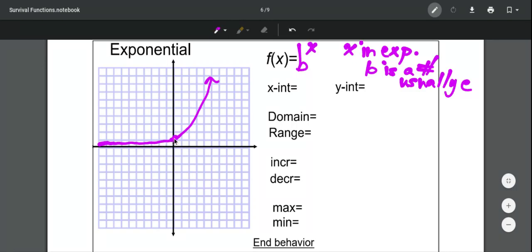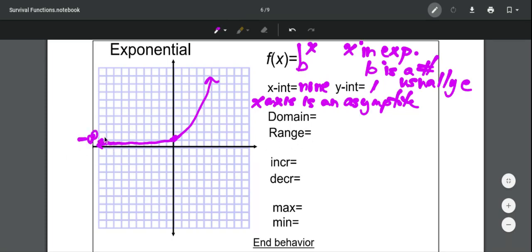Okay? So its x-intercept, it has no x-intercept. And its y-intercept is at 1. It has no x-intercept because the x-axis is an asymptote. And what that means is that graph gets closer and closer and closer to the x-axis, but never really touches it, okay? And so the domain of this graph goes from negative infinity to infinity.